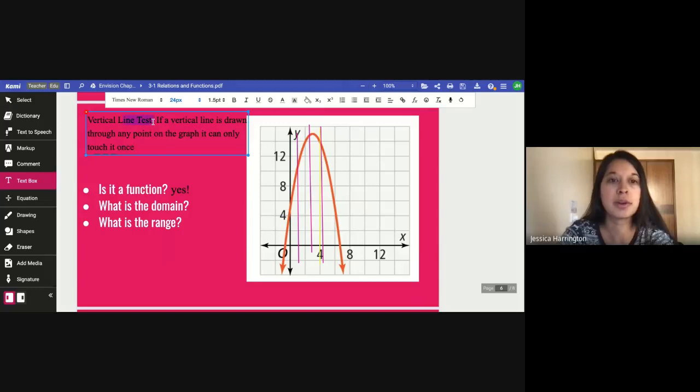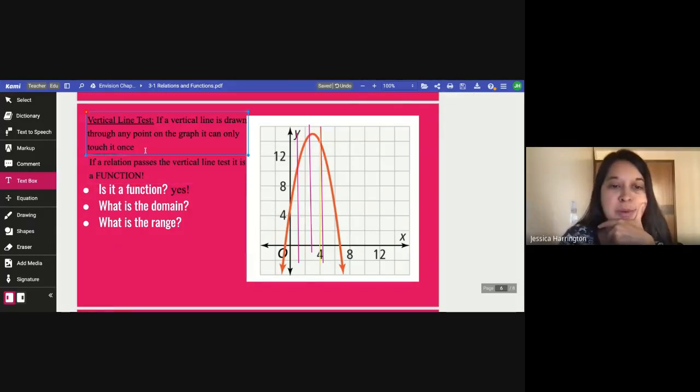And then the important part here about the vertical line test is that if a relation passes the vertical line test, it is a function. Right? So you might want to get those down in your notebook. So vertical line test, you literally get your pencil and draw a vertical line through the graph. If it only hits the curve at one point, and one point only, it passed the vertical line test, which means it's a function. It means that for every x value, there's only one y. So this one is a function because it passes the vertical line test.